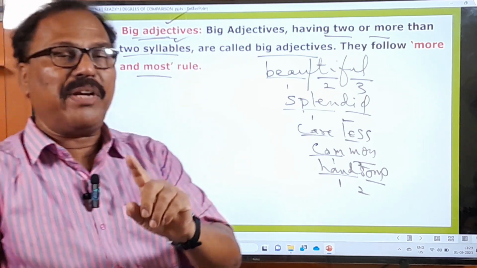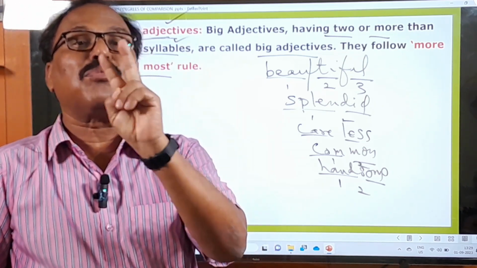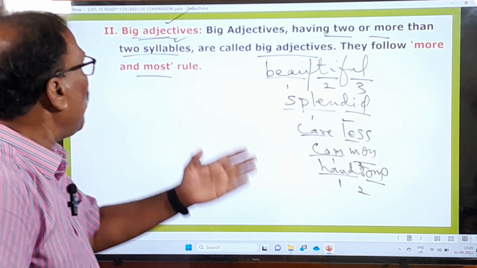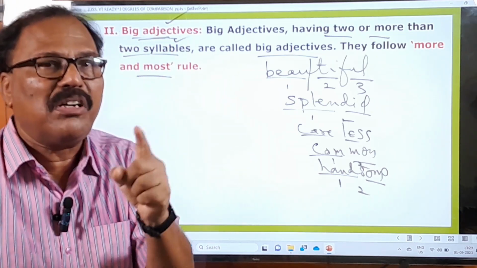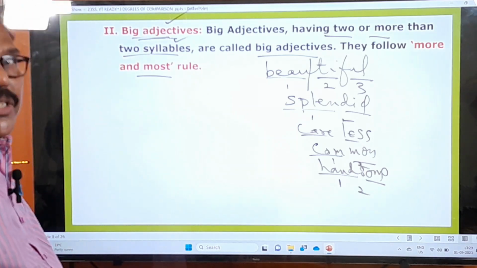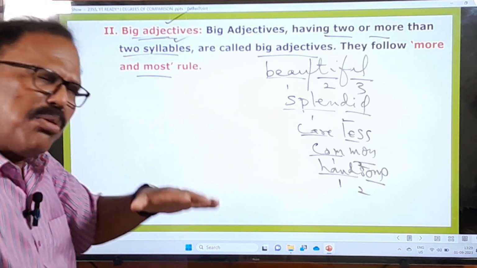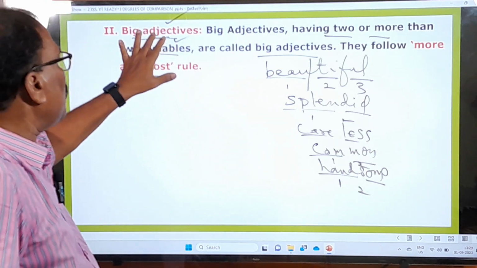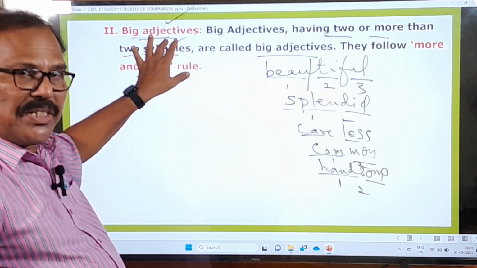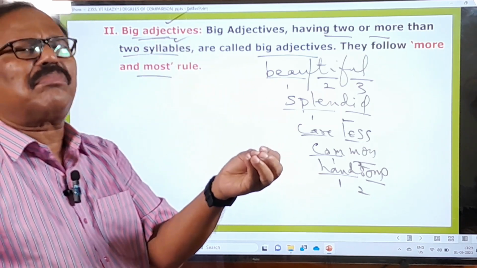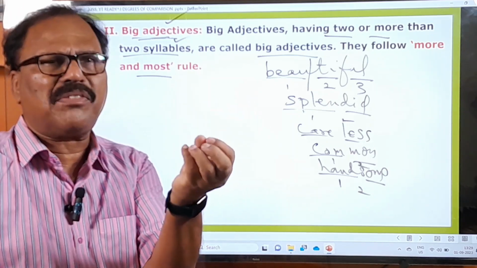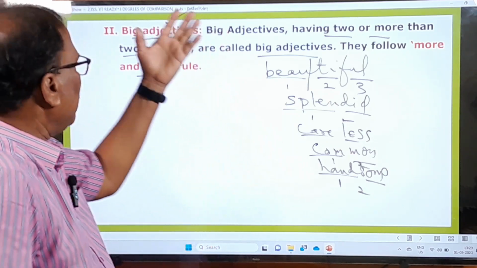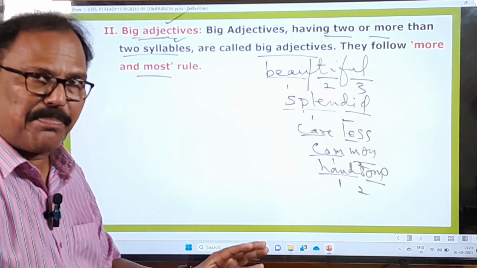Here I want to make it clear. Most of the two syllabled words will come under only big adjectives. Only a few of the two syllable words will come under the small adjectives. Please remember this. The majority of the two syllable adjectives will come under big adjectives only. Only a few adjectives, clever, handsome, common, will come under small adjectives. Please keep this point in mind.